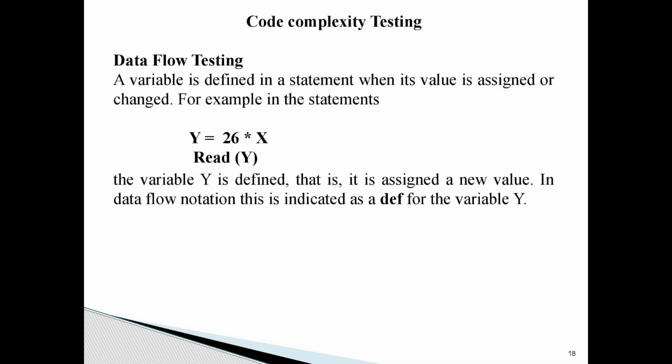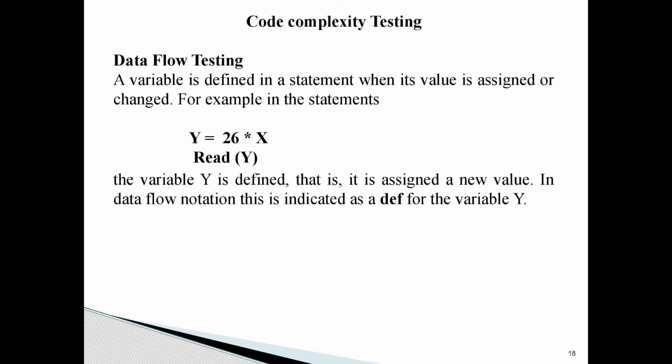We are going to see about code complexity testing. In code complexity testing, we are going to see about data flow testing. In data flow testing, we get to know about when a variable is defined and when the variable is used. A variable is defined in a statement when its value is assigned or changed. For example, in the statements y is equal to 26 into x and read y, here the variable y is defined. We are going to use the notation def for the variable y.